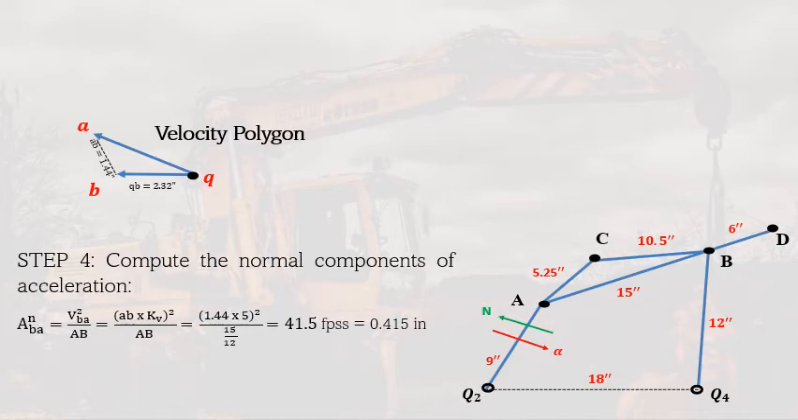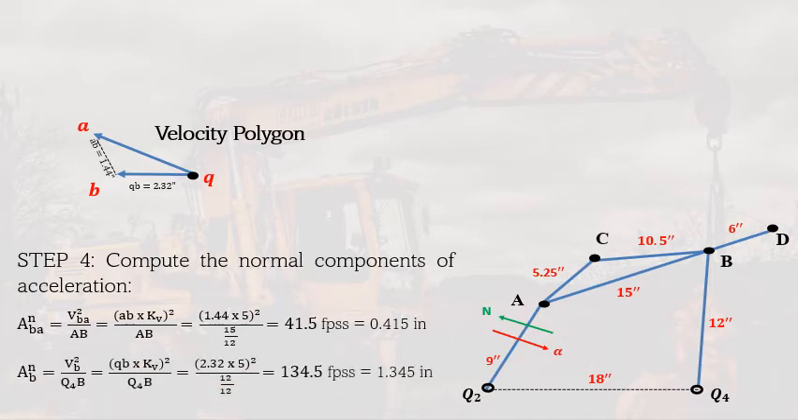So using again our acceleration scale, we divide it by 100 and we get 0.415 inch. Therefore, later on when we draw the acceleration of B relative to A normal in the acceleration polygon, it will be 0.415 inch.